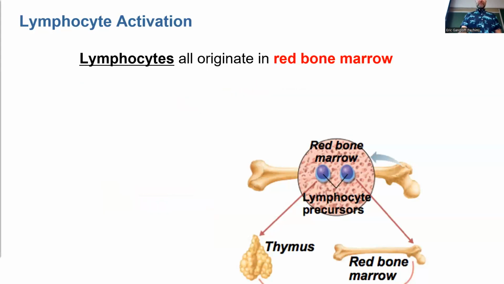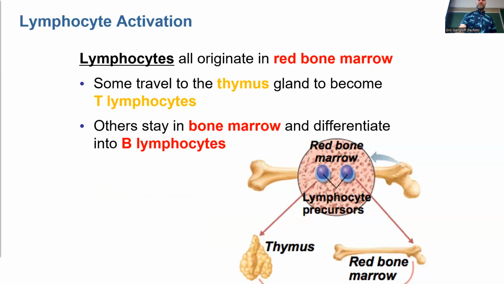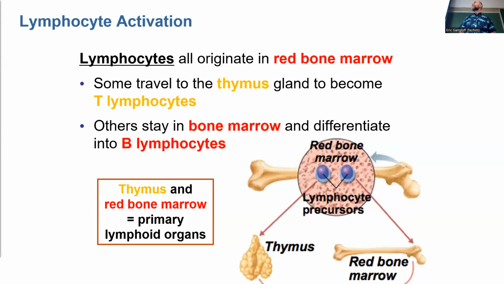So remember, if I ask you the question, where do all lymphocytes originate? The answer is red bone marrow. Some of them then stay there to mature. Some of them move to the thymus to mature, but they all start off in the bone.